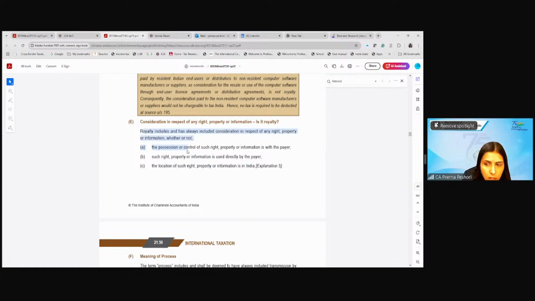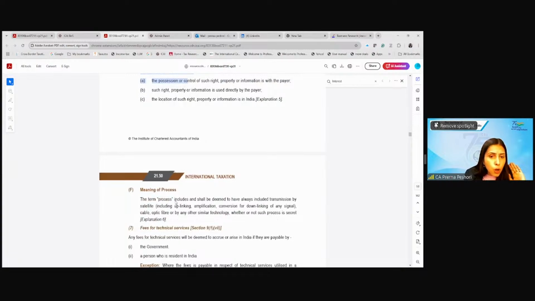That royalty will include consideration for right, property or information, using any right, property or information, irrespective of whether the payer has the possession, irrespective of whether the payer is directly using it or the location is in India. Are we clear? So if you see, they have amended the definition of process also.